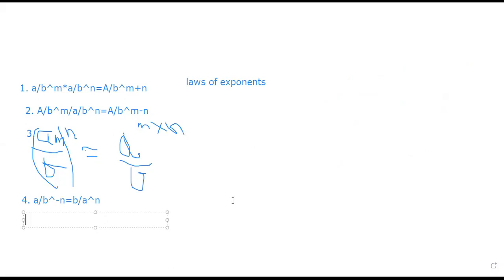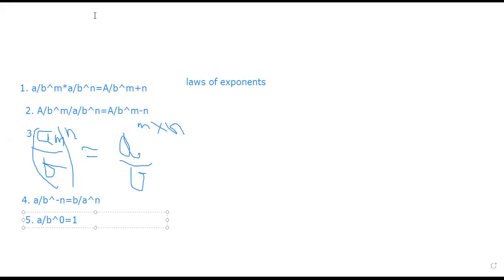So the last law, that is the 5th one. This is also a very important but simple law. A by b to the power 0. You may be thinking, what will it be? Is it 0? No, it is equal to 1.